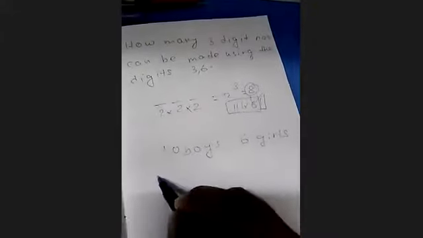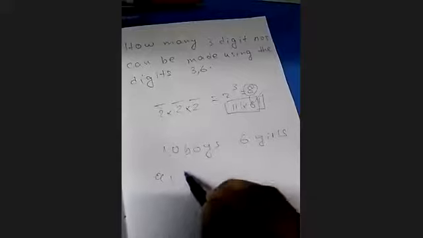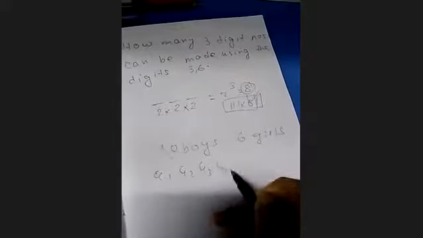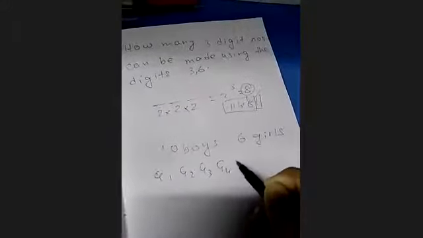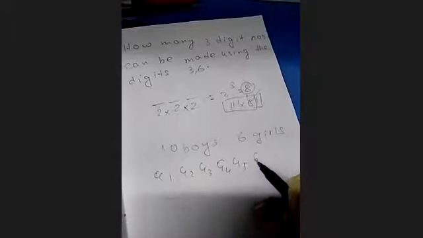So let us see how to do this. These 6 girls are together, right? G1, G2, G3, G4, G5, G6.